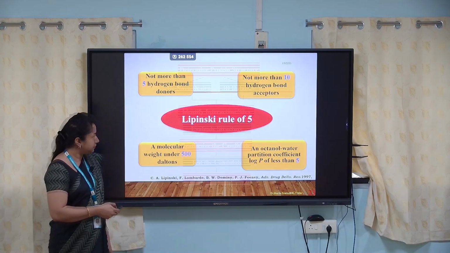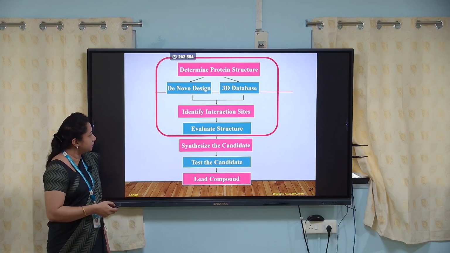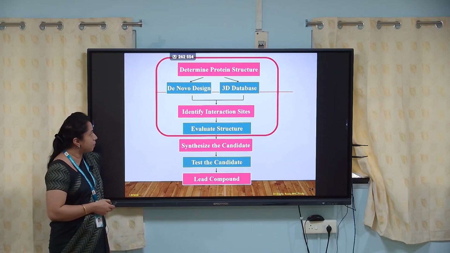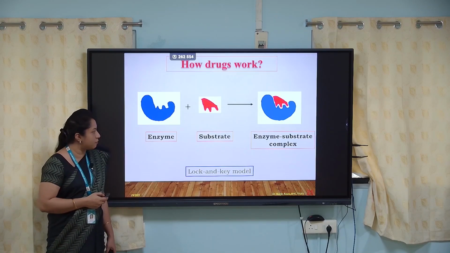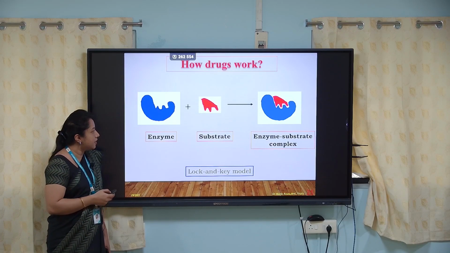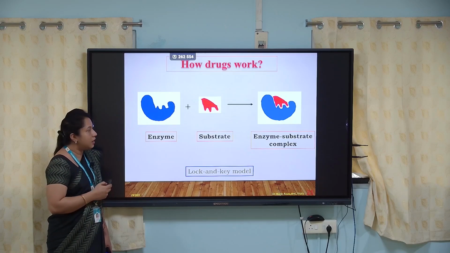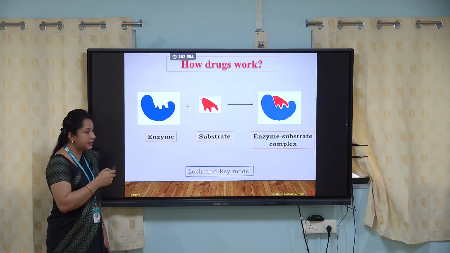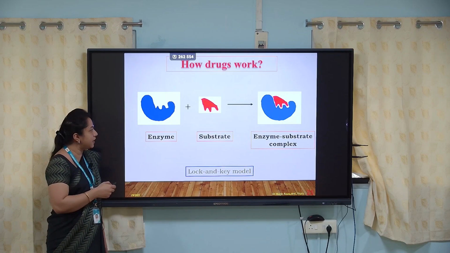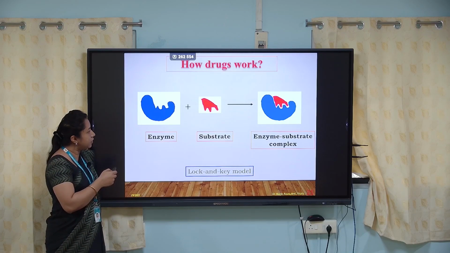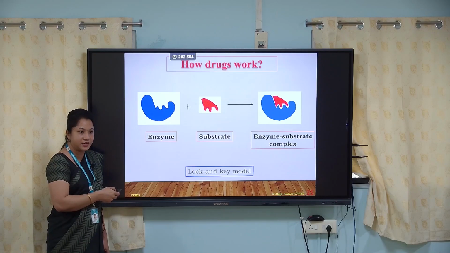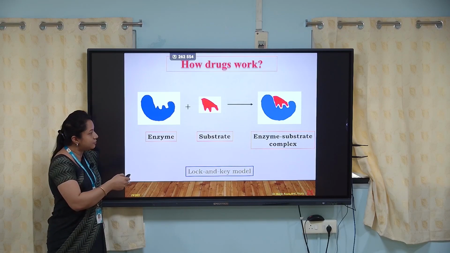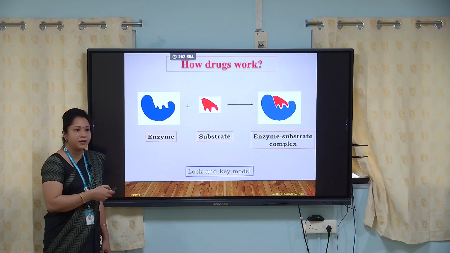So once it has been confirmed, in order to evaluate the structure, we can go with the interaction studies with the protein. And how does this drug work? This is a basic model of the enzyme substrate complex. The substrate will bind to an enzyme in the correct direction, that is into an active site. It seems to be like a lock and key model. When it has high affinity and high selectivity, it will bind into an enzyme substrate complex. This is called a lock and key model.